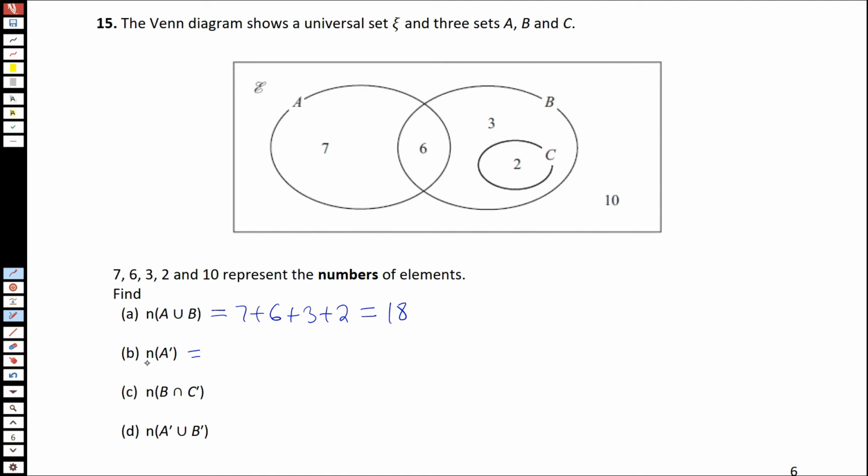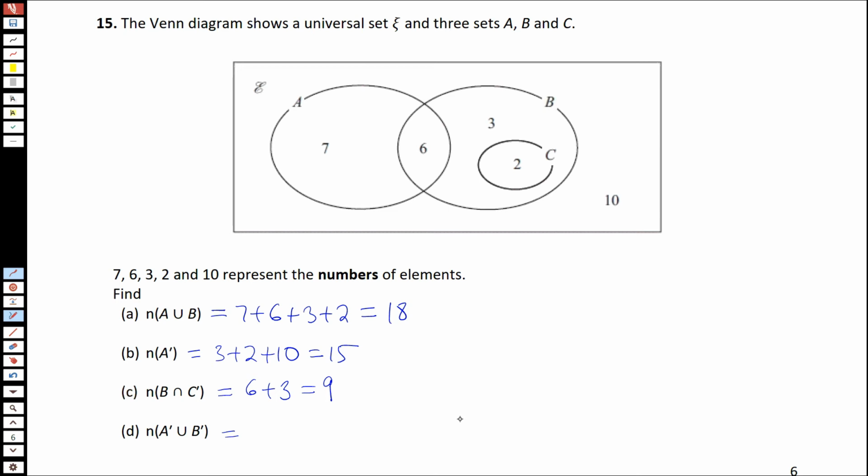Now for part B, the number of elements outside A will be 3 plus 2 plus 10, which will be 15. And then this means the number of elements that are just in B, but not C. So in this circle, but not in that circle, will be 6 plus 3, which will be 9.